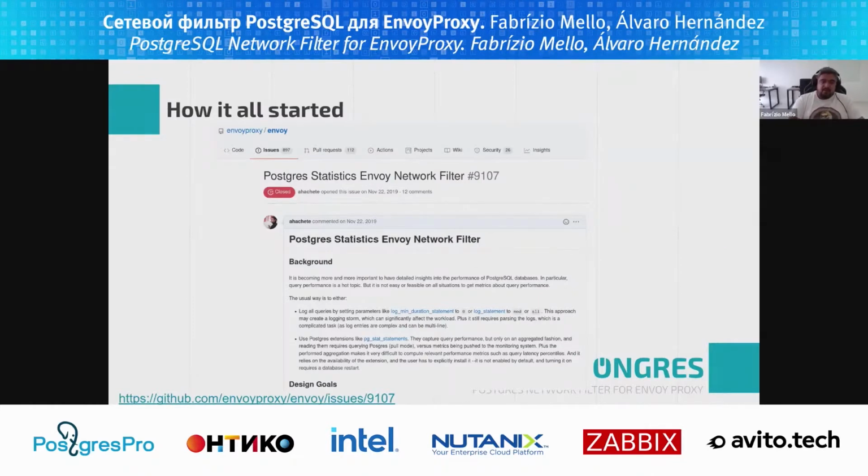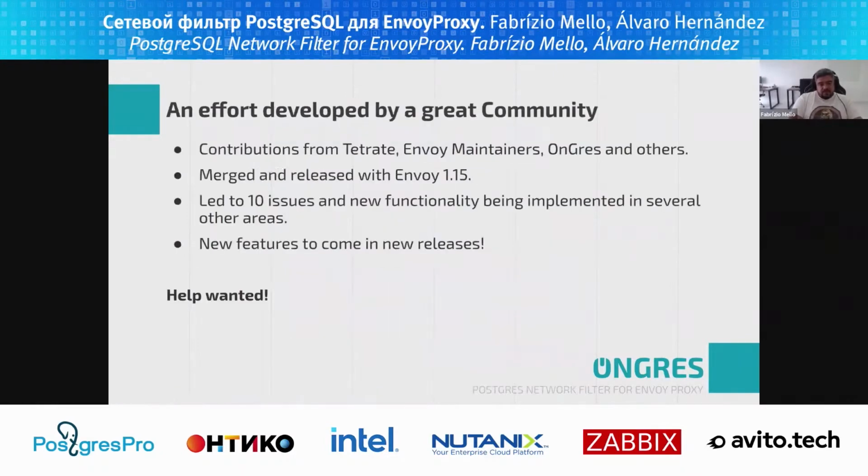In November 2019, Álvaro created an issue with a complete background context, explaining why we need this and how we can improve the observability over PostgreSQL connections. It was a real community effort, with contributions from several companies like Tetrate, from Envoy maintainers, of course, and from Kong. We did a lot of work to make this happen.